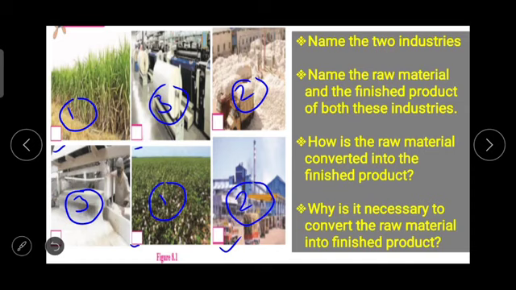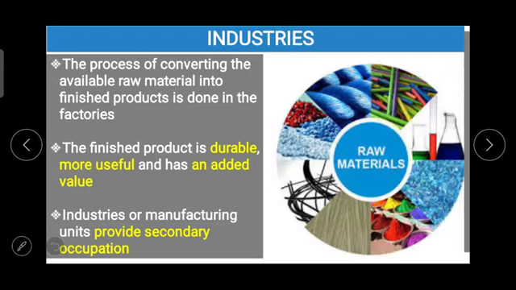So these are the pictures, and name the raw material and the finished product. In the first one, sugarcane is the raw material and cotton is the raw material. What about the finished product? Sugar is the finished product in the sugar factory, and in cotton industry, cotton is the final or finished product. Now remaining 2 questions are there. You people discuss about the answer for this.